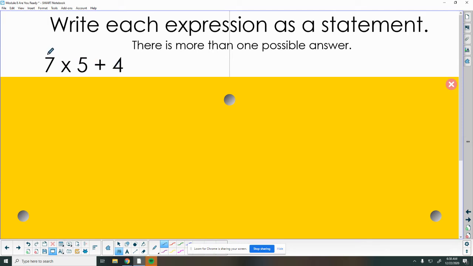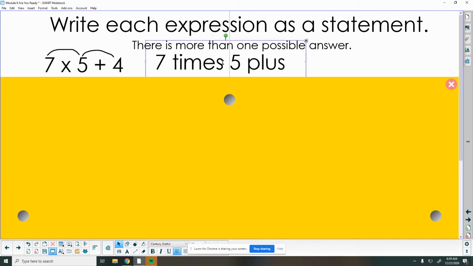So the first thing we're going to do here is do 7 times 5, and then we're going to add on 4. So we're going to say 7 times, let me move this up so we can see it. We're going to say 7 times 5. We could say plus 4. We could say with 4 added on. We could say 7 multiplied by 5. So lots of ways to write the same thing.